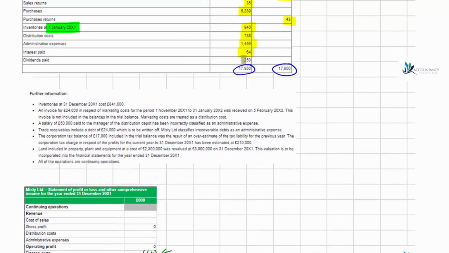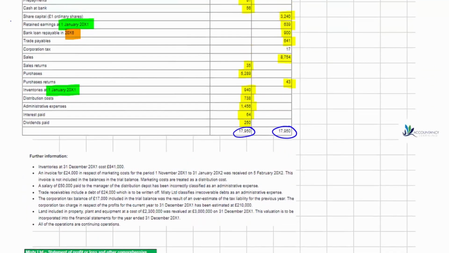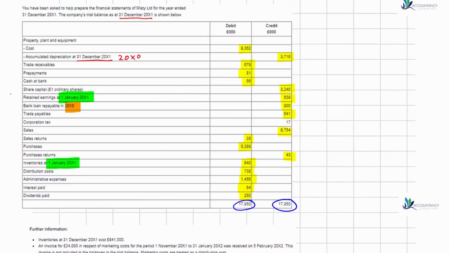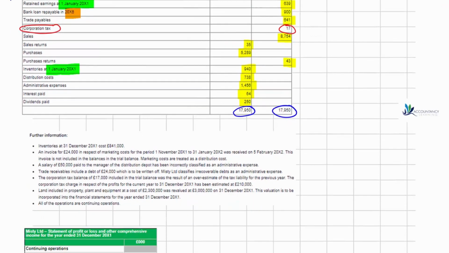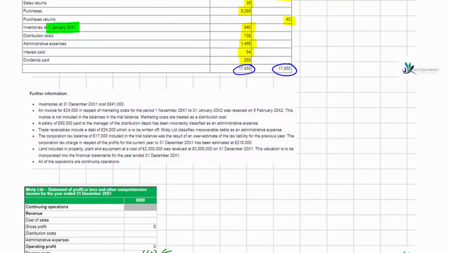Okay, so we've used that number. If we have a look at our trial balance now, we can see that we've used all of them apart from the corporation tax. So we need to come back to that number. We're not really sure what that is at the moment. Right, let's move on now to the further information. And remember, we need to apply double entry for each of these.